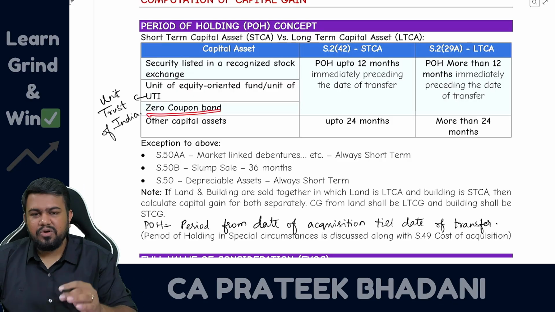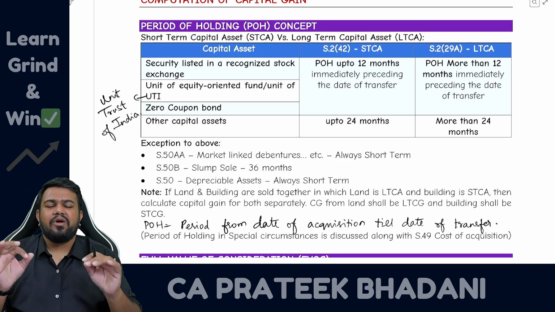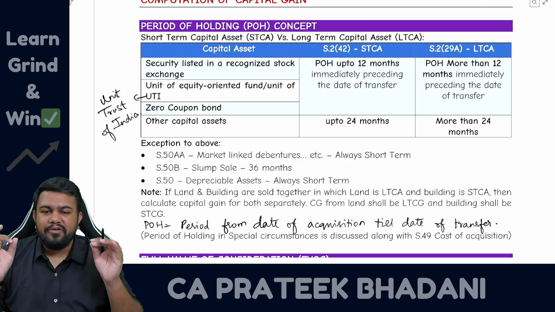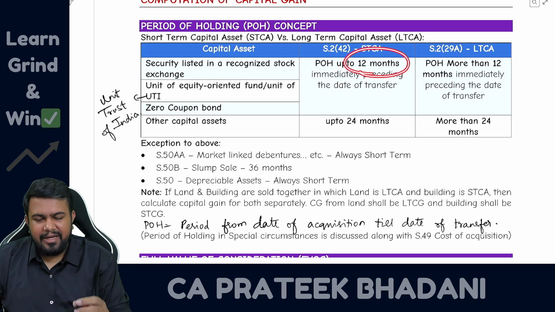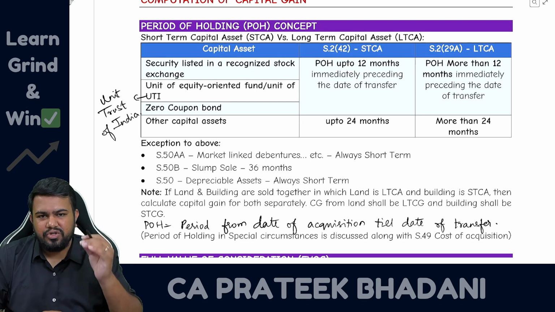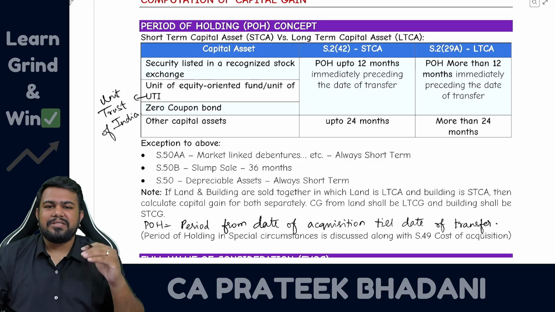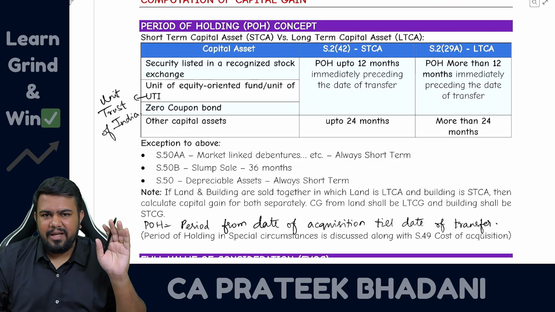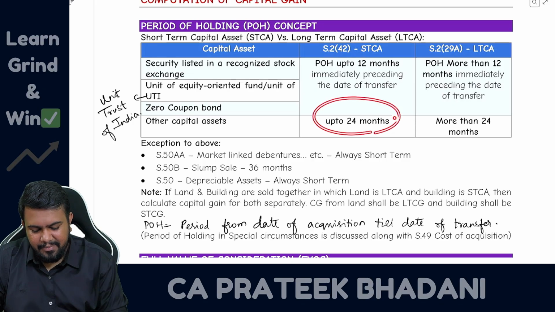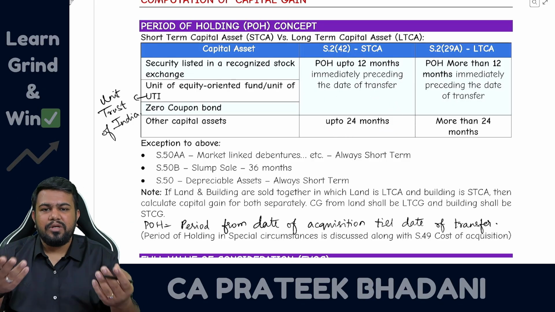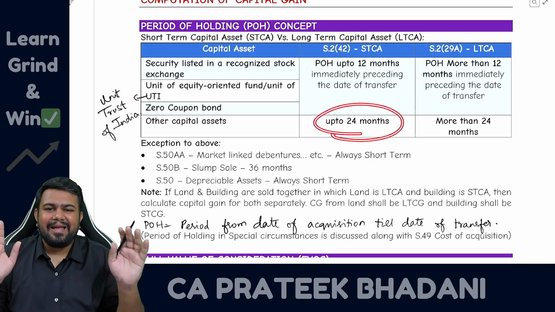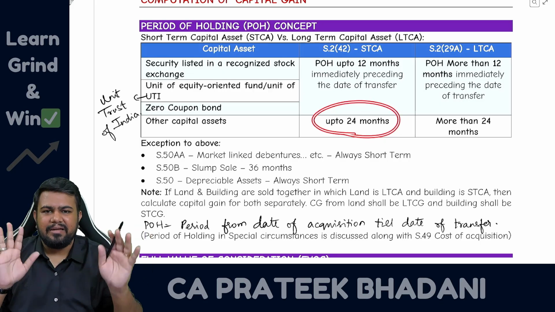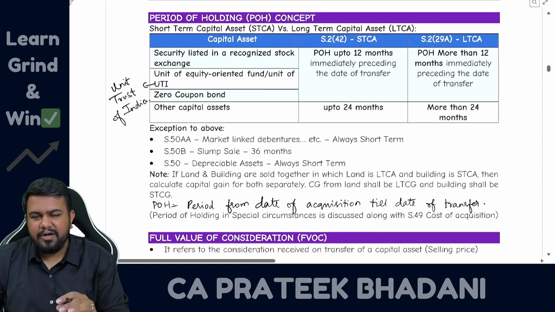And third one, zero coupon bonds. So what did I say? Security listed in a stock exchange, unit of equity oriented fund or UTI, and zero coupon bonds. These 3 assets alone, you have to see that if it is held up to 12 months, it is short term. If it is held for more than 12 months, it will be considered as long term capital asset. All the other assets will come under 24-month category. So jewelry means 24-month category, land and building means 24-month category. All the other capital assets come under 24-month category. Fine. So this is period of holding concept.